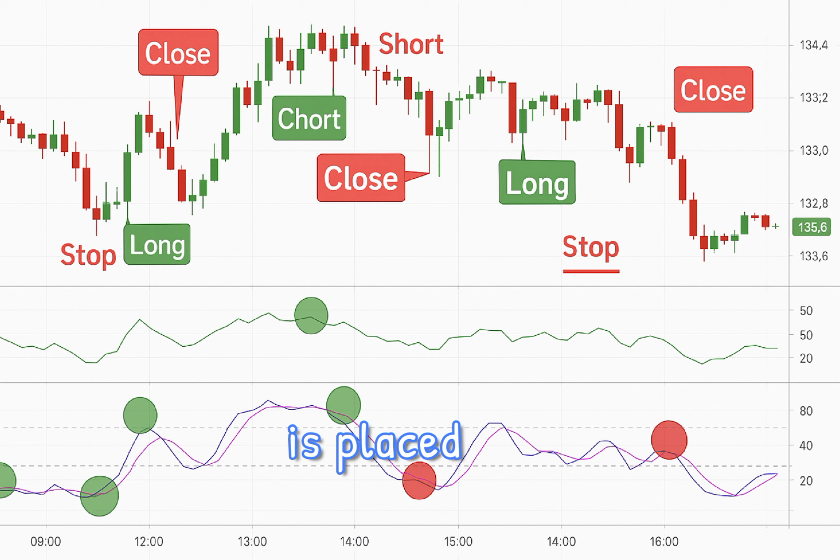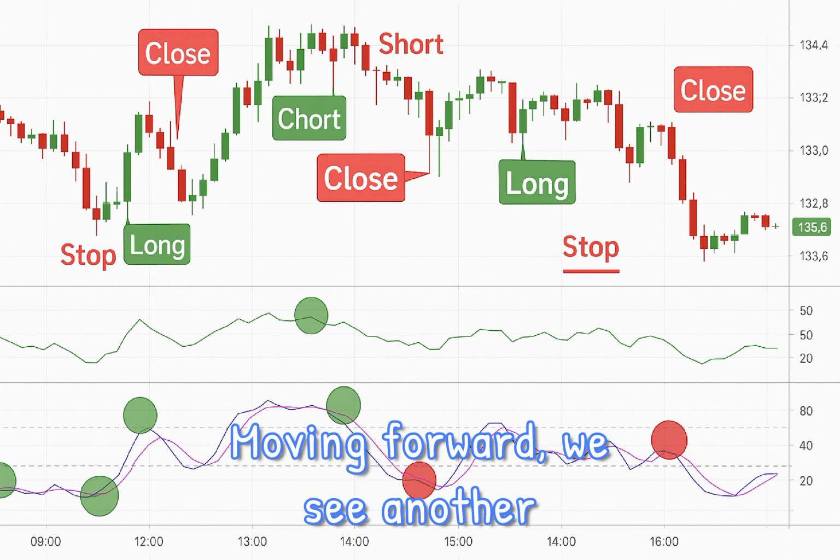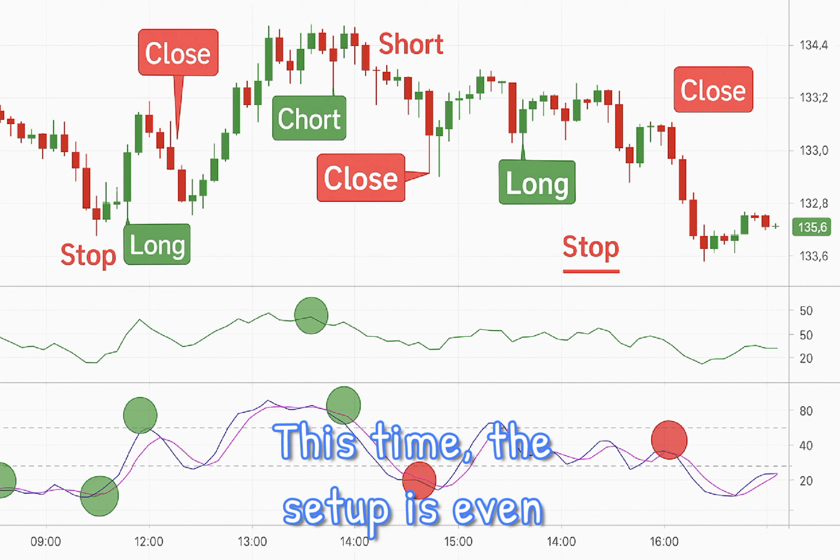The stop loss is placed just above the recent high. As price drops, the trade is closed for profit once momentum flattens out, again marked with close. Moving forward, we see another opportunity to go long. This time, the setup is even stronger.